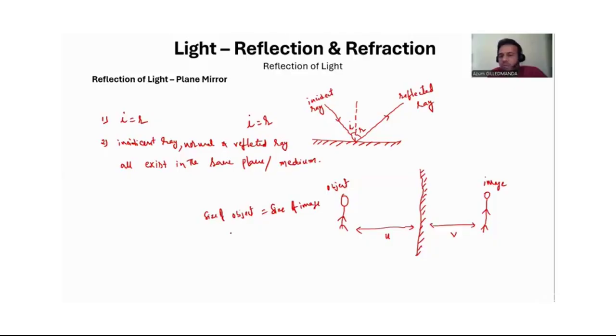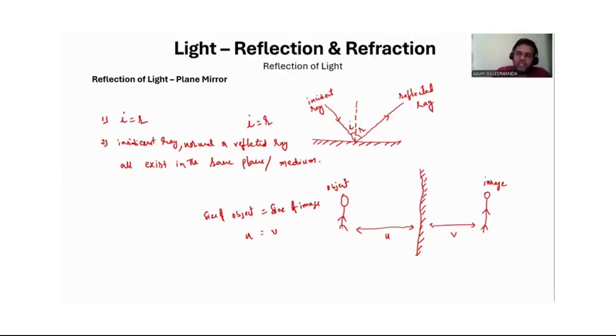And also what we will see is u equal to v, where u is the distance of the object from the mirror, and v is the distance of the image in the mirror. That's how it appears, so u equals v. So what we can learn from here using plane mirrors is that the incident ray and the reflected ray make equal angles with the normal, and we will see the same size of the object and image.